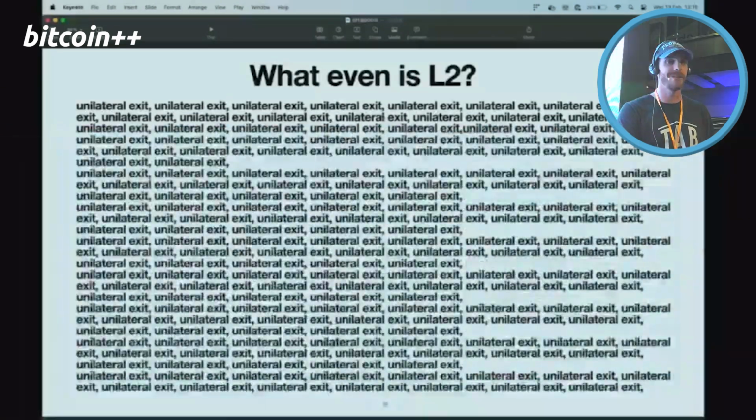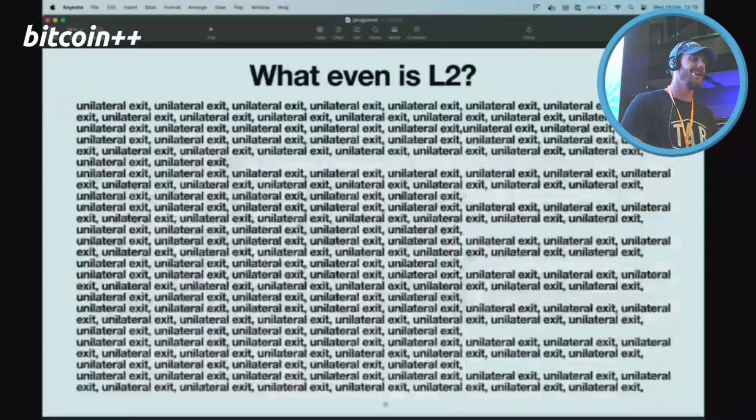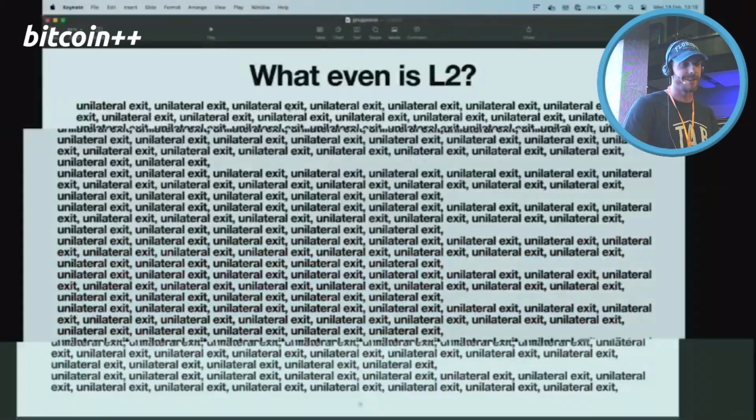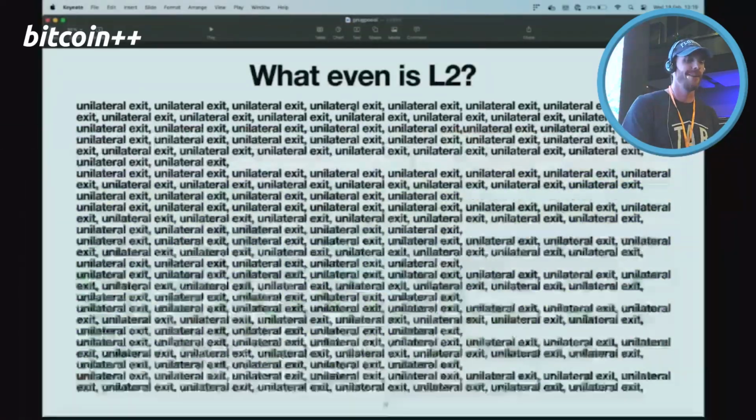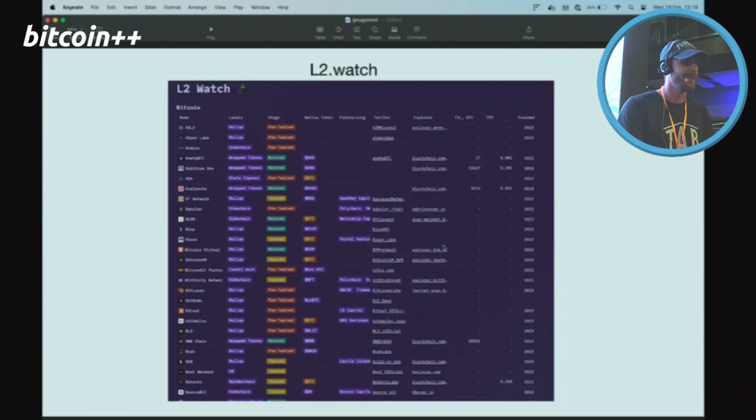Okay, so what is a layer 2? I guess anything that lets you unilaterally exit from the layer 2. And this phrase is said way too much, so this is my very funny unilateral exit joke that I'll tell you now. If I hear someone say unilateral exit one more time, I'm going to leave and no one can stop me. Yeah, heard a few laughs.